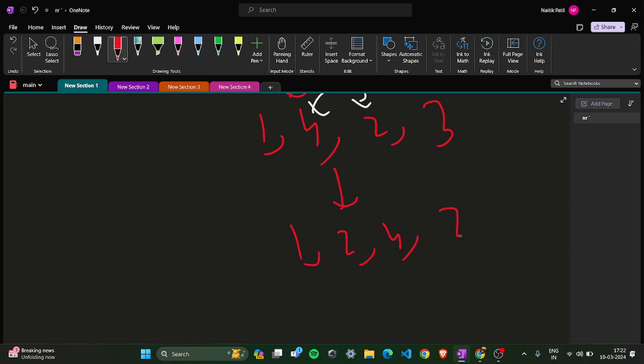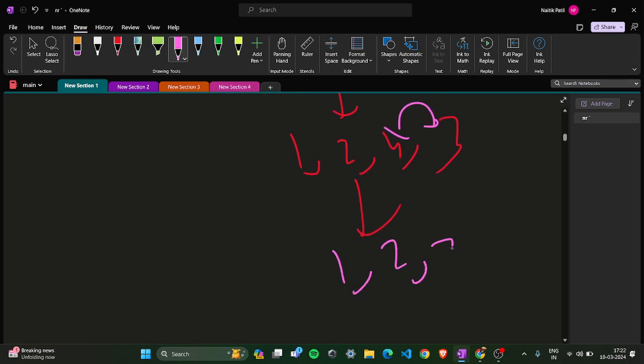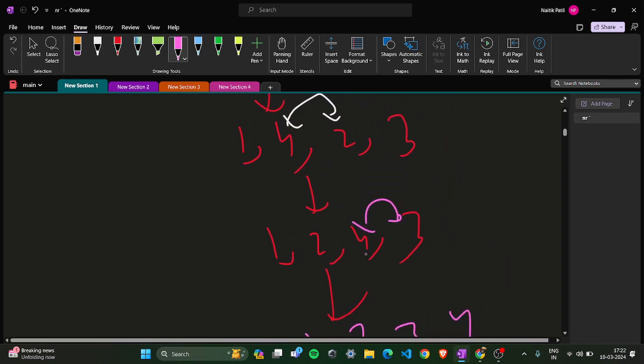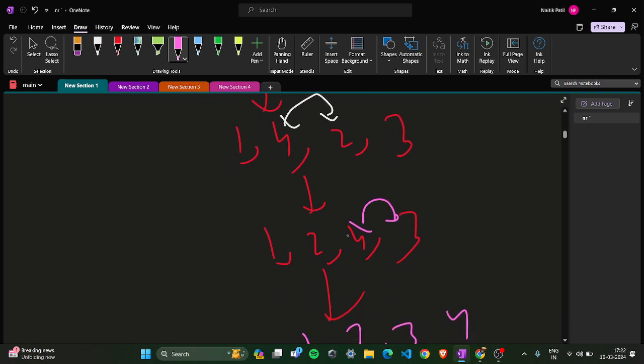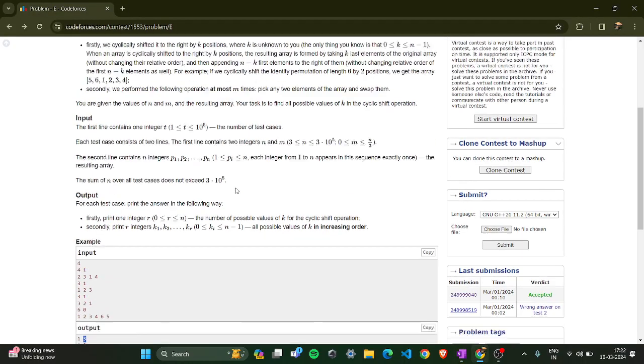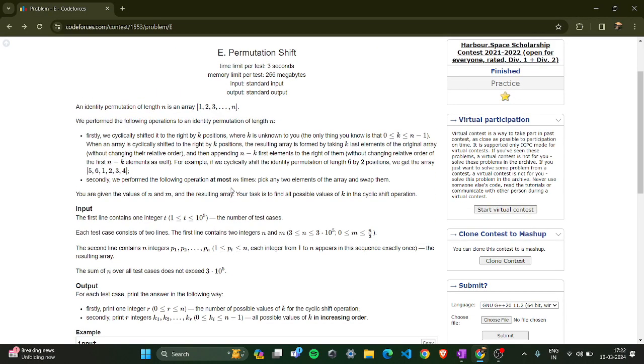we'll reach this permutation, and after swapping these two elements, we are reaching the identity permutation. Now there's no way we can do this in only a single swapping operation, and we require at least two swapping operations to reach the identity permutation, which is greater than m. So for this case, the answer is not possible. Okay, so yes, this is the problem.